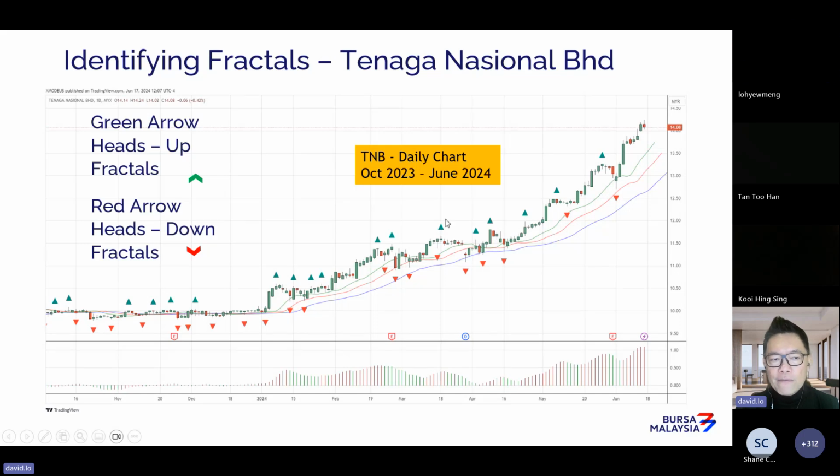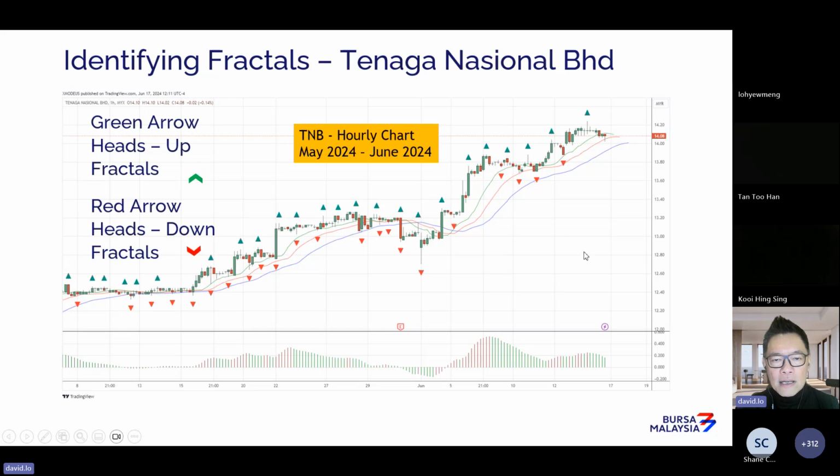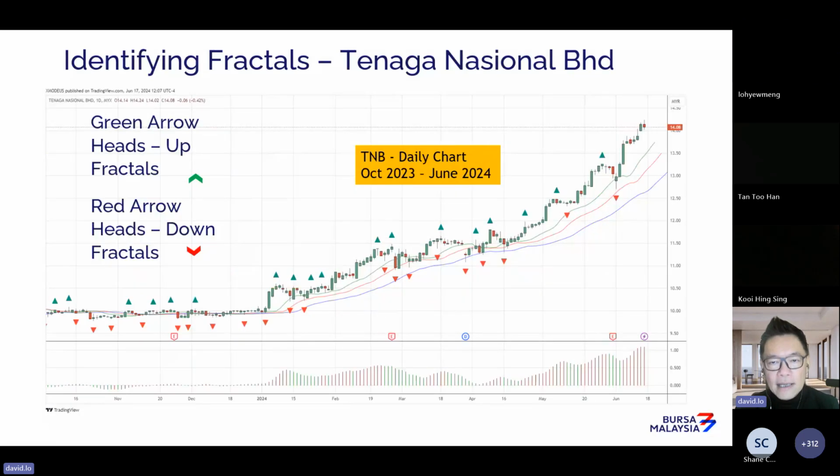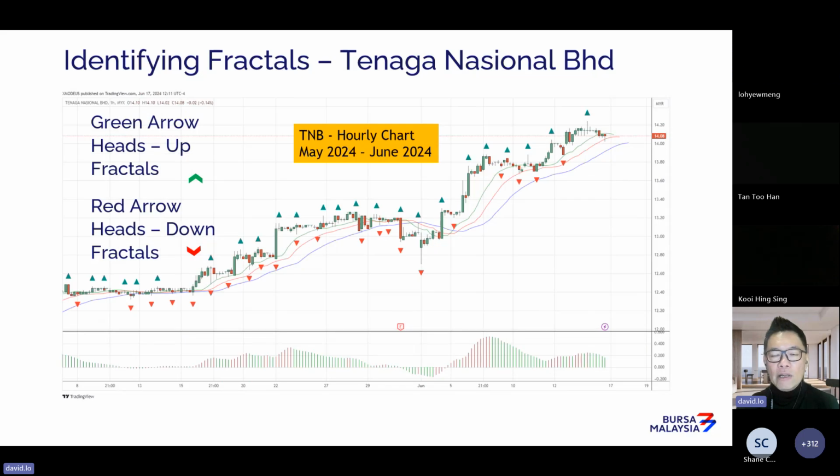It will be the up wave, right? This is another one. This hourly chart. Okay, just to show you, I go from weekly to daily. Weekly we have fractals, daily we have fractals, and hourly you also have the fractals, right? So that's why fractals repeat itself, right?